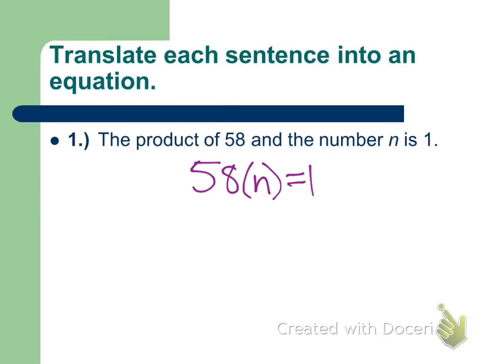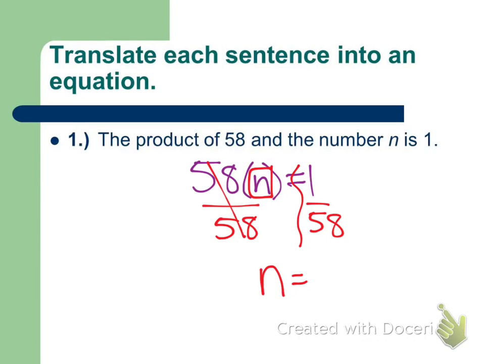Nevaeh, how would we solve this? Okay, so we start out, box our variable, split it up, but what operation do we use to undo multiplication? We divide. So we're going to divide both sides by 58. On the left, those reduce to 1. So we just have 1n. 1 over 58, or 1 divided by 58.